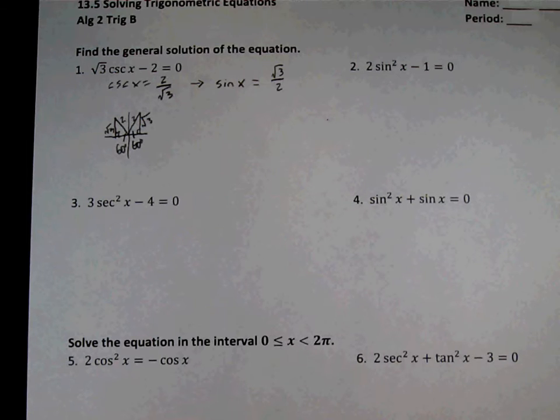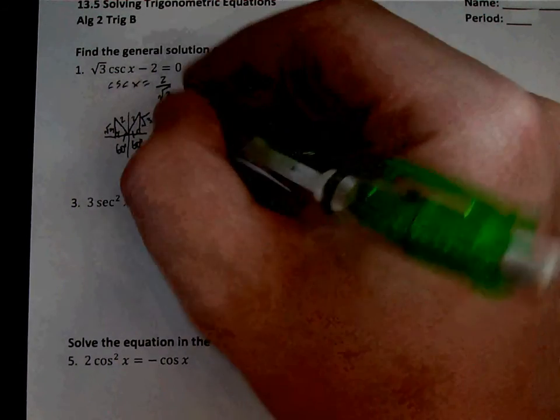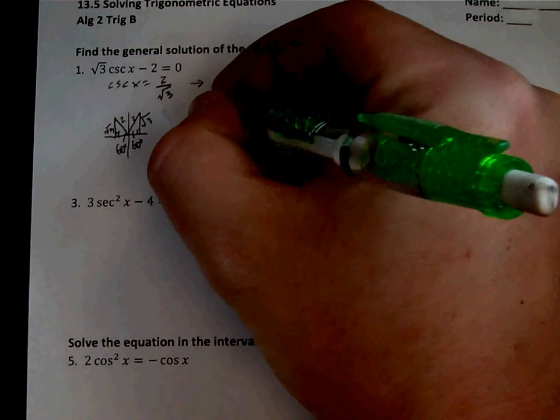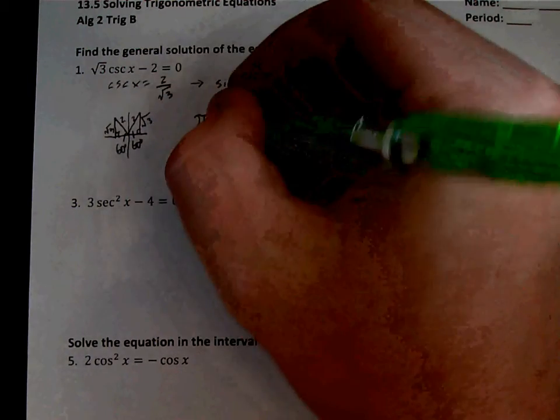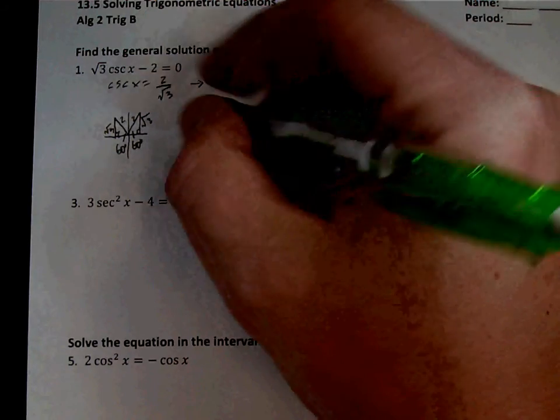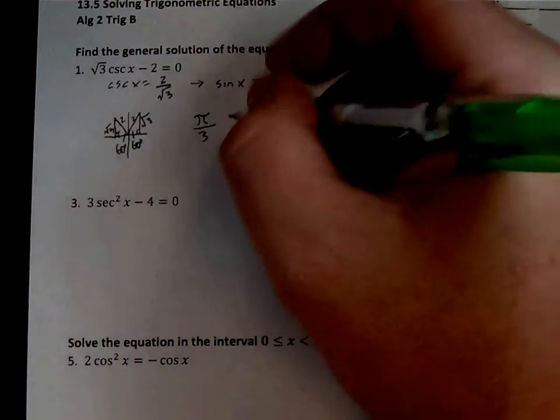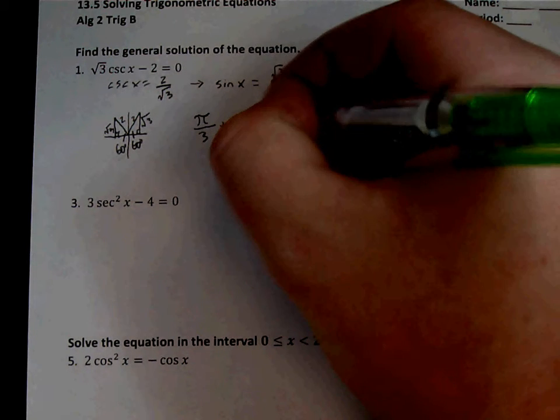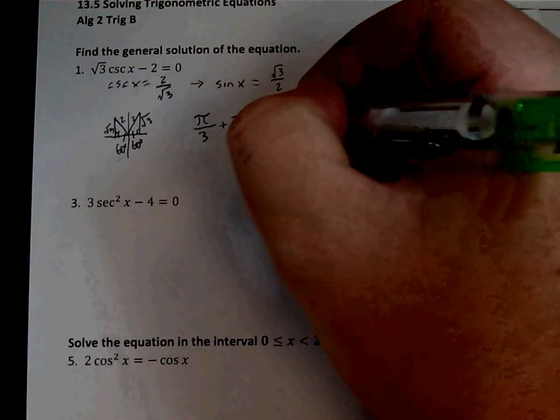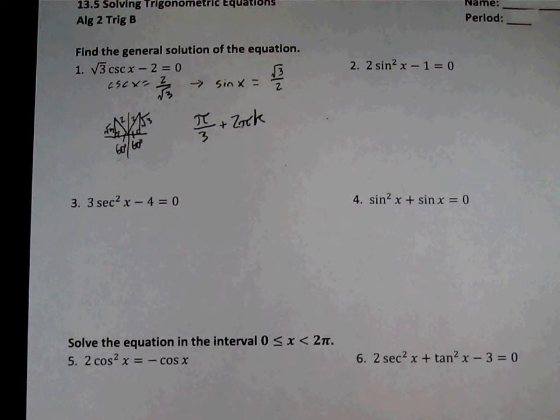Now, I'm going to go ahead and put it in terms of pi. 60 is 1/3 of a pi, so pi over 3. So one of my answers, since it's in the first quadrant, is pi over 3. Because it's going to repeat every 2 pi, I get back to that same point every 2 pi, so I'm going to add 2 pi k, so that it's a general solution and allows for all the coterminal angles.